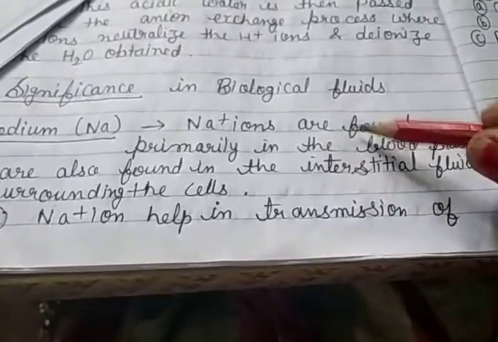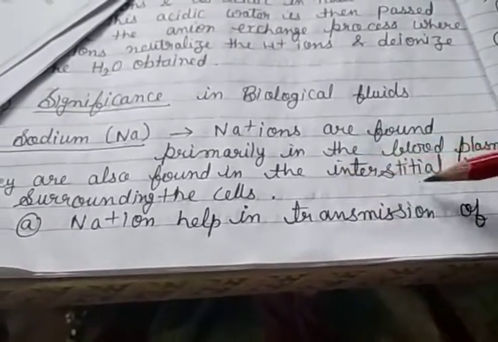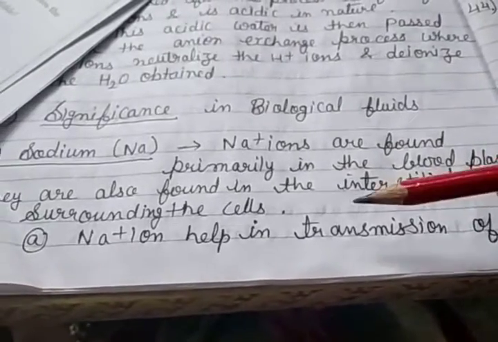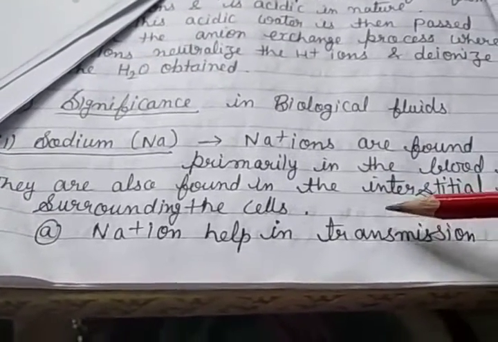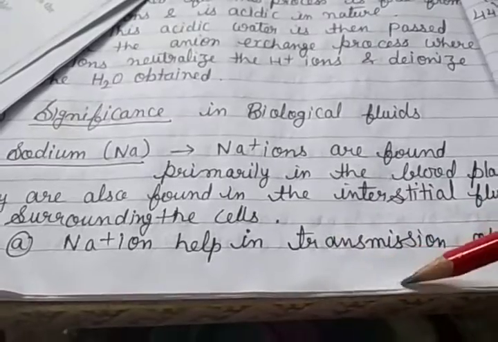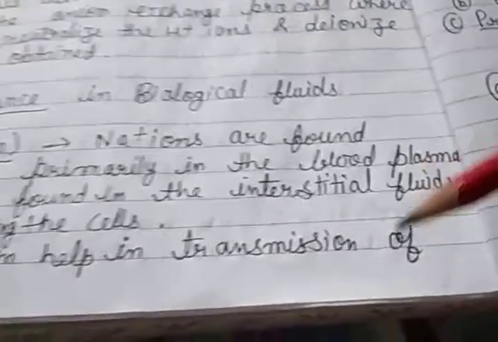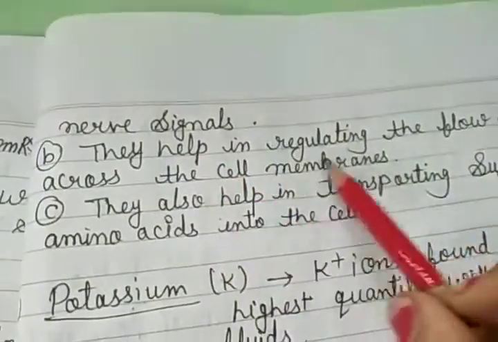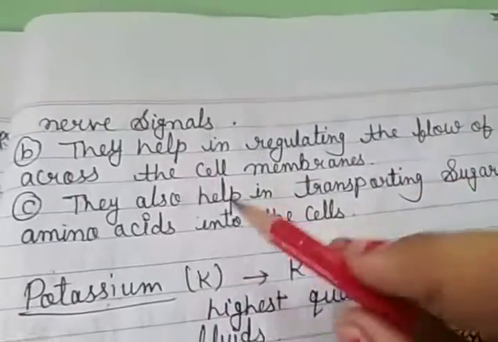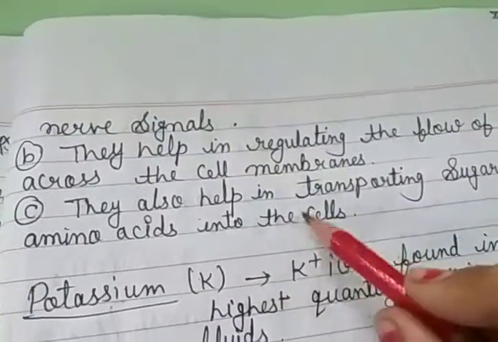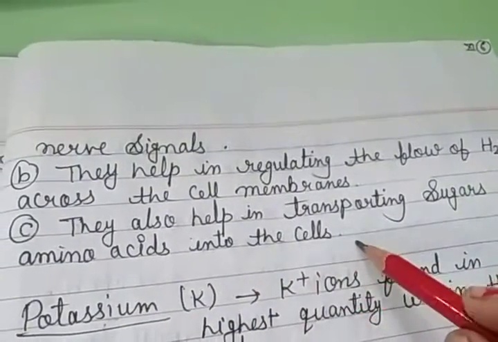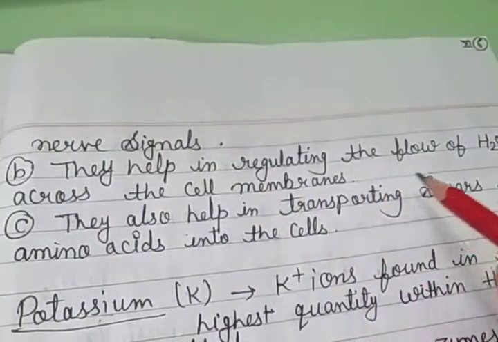Sodium ions are found primarily in the blood plasma and also in the interstitial fluid surrounding the cells. So, sodium ions help in the transmission of nerve signals, and they help in regulating the flow of water across the cell membrane, and they also help in transporting sugar and amino acids into the cell. This is the significance of sodium.